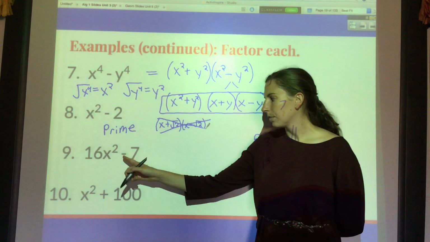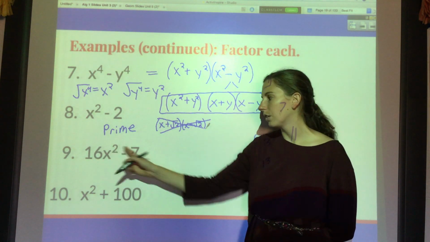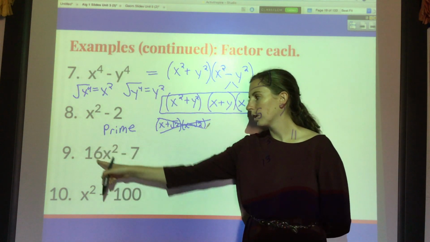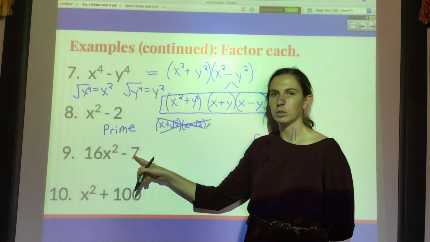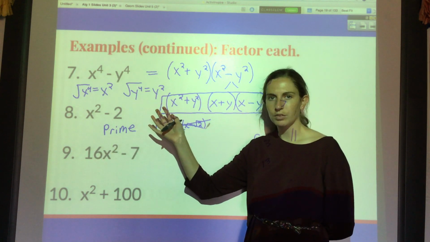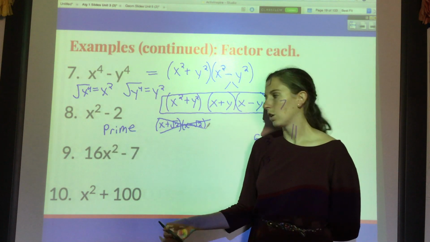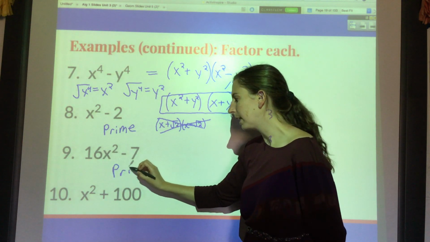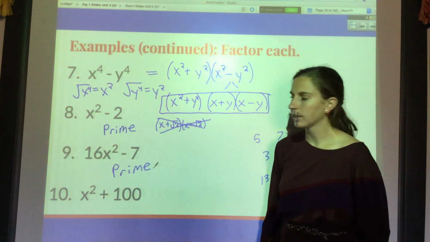Same thing with this one. It is the difference, but it's not of two squares. You can square root this, but you can't square root 7. And there's no GCF or anything on either of these. So once again, this is prime, meaning it does not factor.